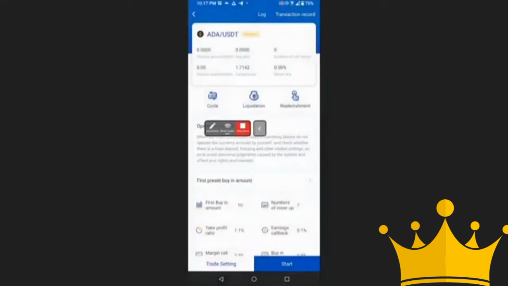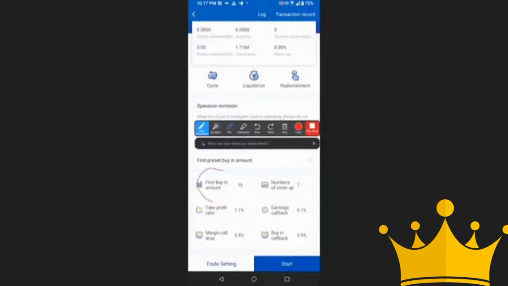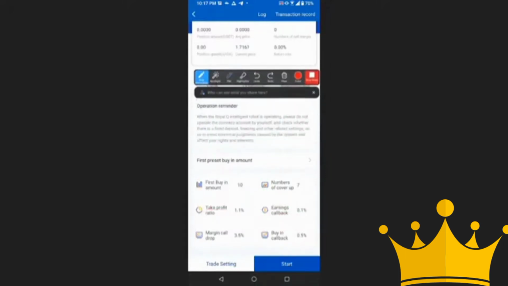Now you can see down here, the bot is going to buy first order at $10. My take profit ratio is 1.1%. My first drop is 3.5. Number of cover ups is 7. Earning callback 0.1 and buy in callback is 0.5. Okay. So if I'm okay with the settings, I can click start straight away.